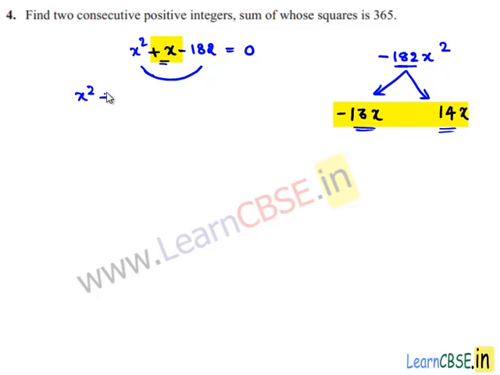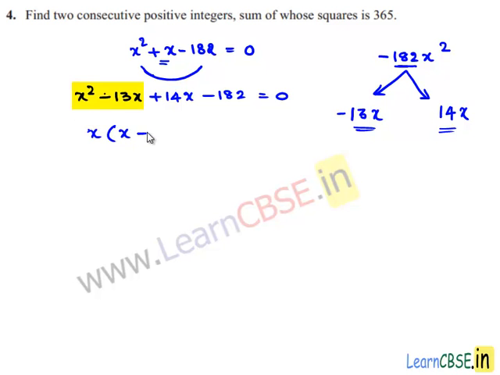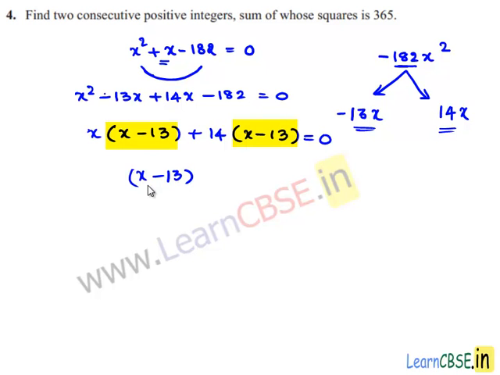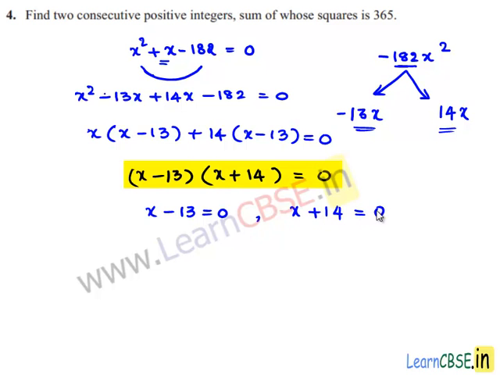So replace x with minus 13x plus 14x minus 182 is equal to 0. x can be taken common from the first and second terms. We get x minus 13, and plus 14 can be taken common from the third and fourth terms, and here we get x minus 13 is equal to 0. So x minus 13 can be taken common. The remaining terms will be x plus 14, which is equal to 0. We can write x minus 13 is equal to 0 or x plus 14 is equal to 0. This becomes x is equal to 13 or x is equal to minus 14.